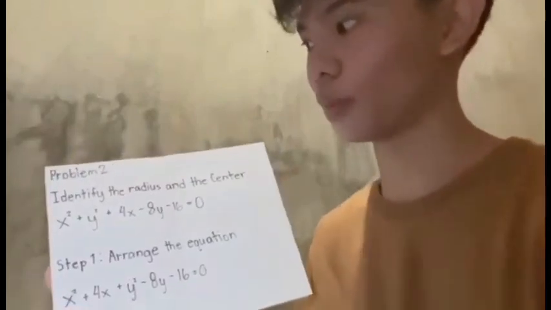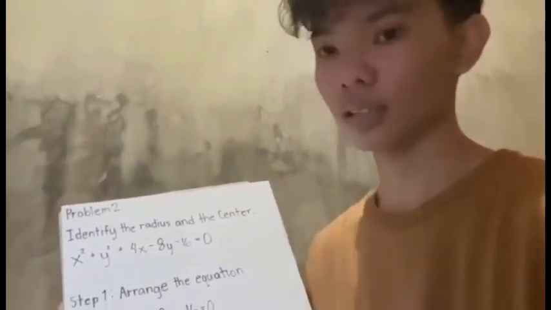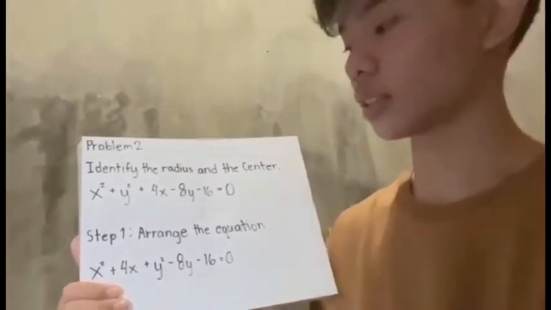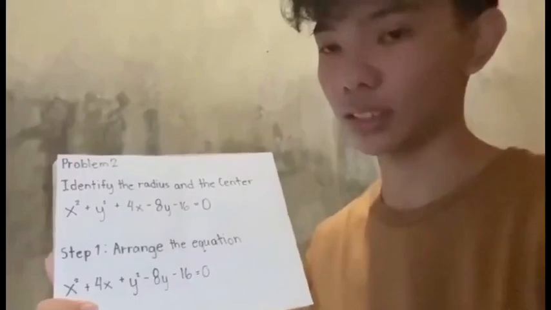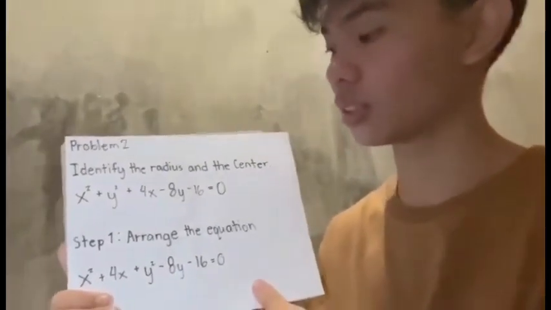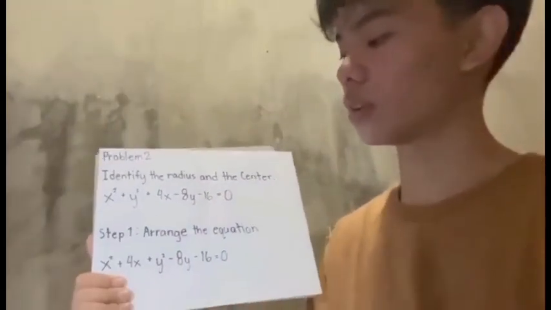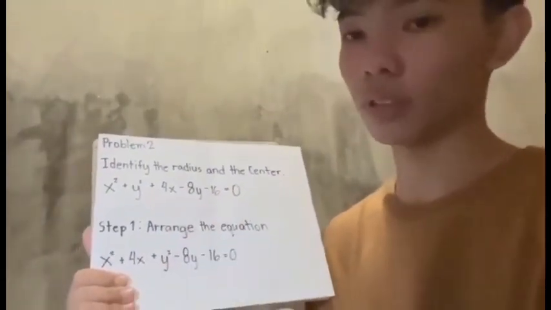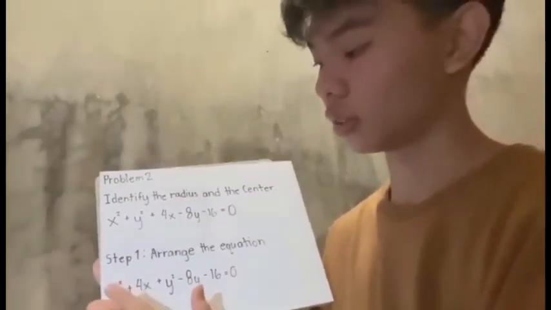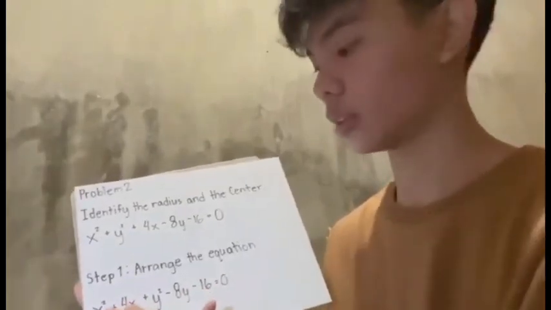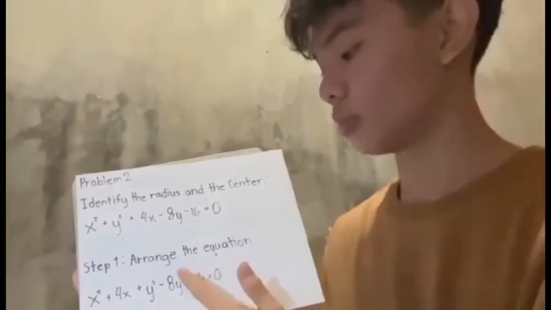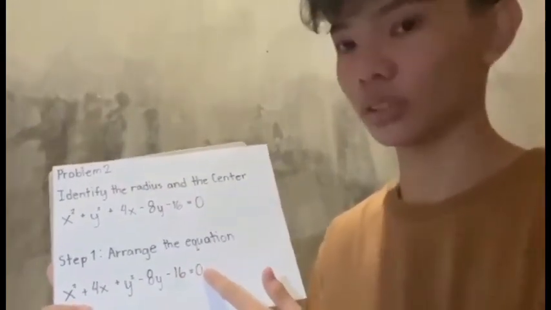For our next example, identify the radius and the center of the equation x squared plus y squared plus 4x minus 8y minus 16 equals 0. The first step is to arrange the equation. We just put together the same variables: x squared plus 4x together, plus y squared minus 8y also together, minus 16 equals 0. So that is the first step.